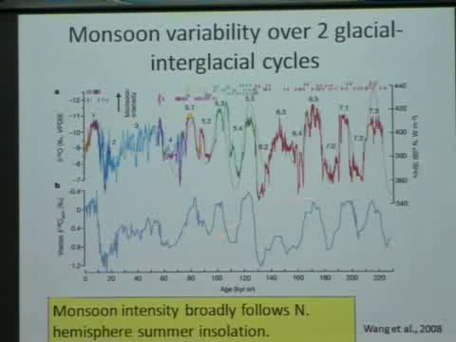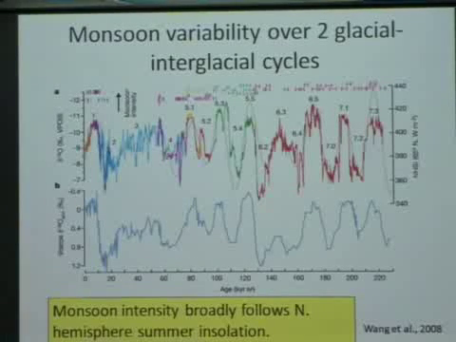I'm not going to talk much about the bottom here, but this is just another record of the delta 18O of atmospheric oxygen, which shows a similar pattern. In any case, it's clear that insolation is the dominant driver of monsoon variability on these long time scales. But if you look in detail, there are many large wiggles superimposed on this record.